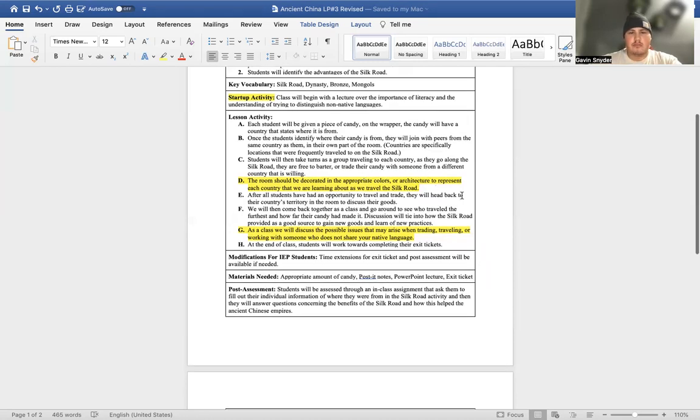Students will then take turns as a group traveling to each country as they go along the Silk Road. They're free to barter or trade their candy with someone from a different country that is willing. So we had one group from one country. They would set out on their journey along the Silk Road, and, hey, oh, you got a Milky Way, so I got a Snickers. You want to trade? Stuff like that. Good example there. Then a revision I made, this is something I added to it.